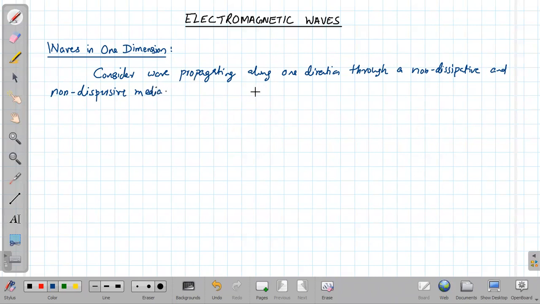Okay, so first we are considering the medium is non-dissipative. That means the energy of the wave will not decrease during its propagation, and it's not dispersive. That means the different wavelengths will not move at different velocity. All waves will move at the same velocity. So if that is the case, then better we can draw the wave propagation in the graph.